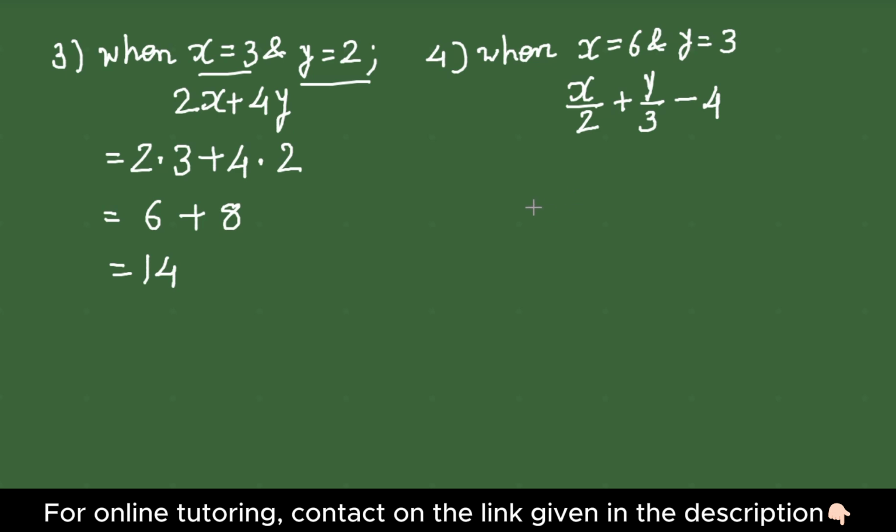Now let us evaluate the value of this expression for x is equal to 6 and y is equal to 3. So let us substitute the values. X is 6 divided by 2 plus y is 3 divided by 3 as it is and minus 4 also as it is. Now 6 divided by 2 is 3 plus 3 divided by 3 is 1 and minus 4 as it is.